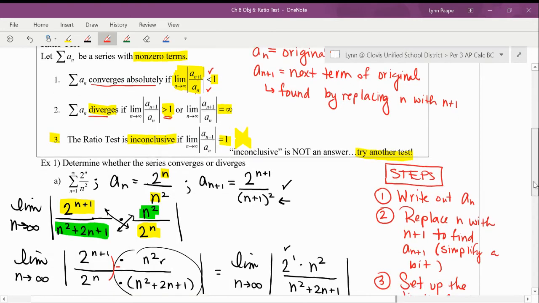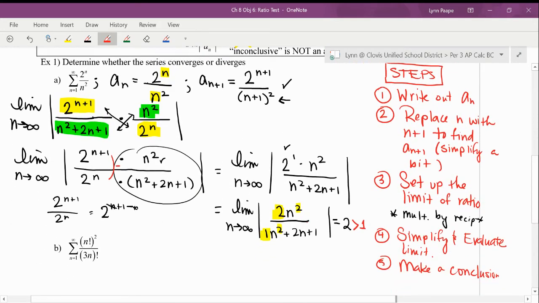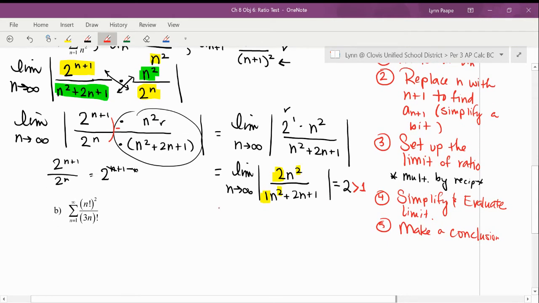And that means the ratio of the next term to the previous term is double. So it's always doubling, which means each term is getting larger and larger. And so I know that my infinite series will diverge.